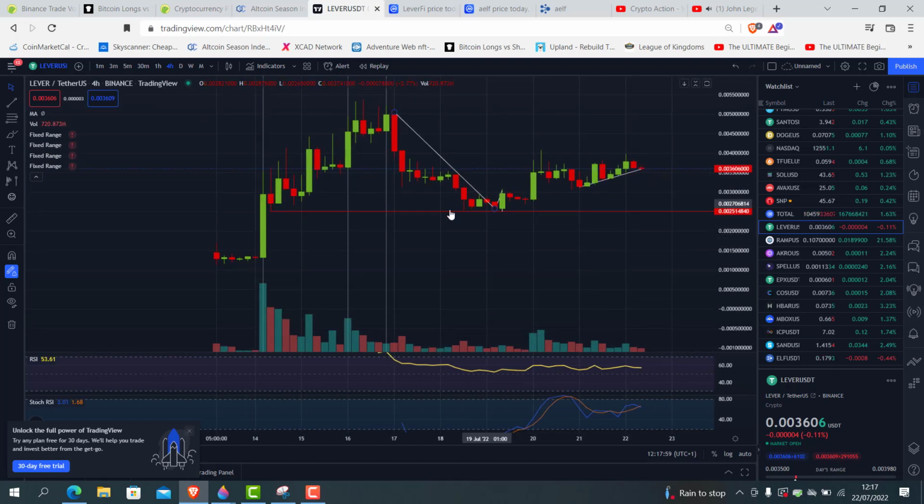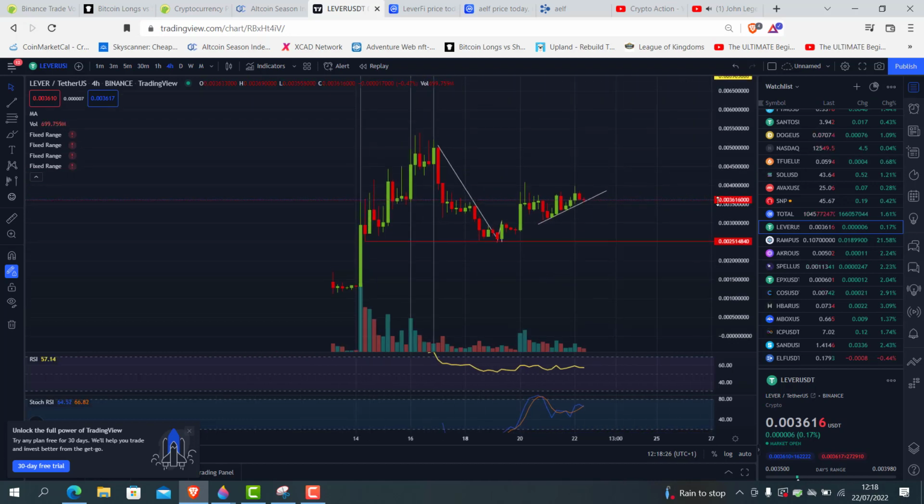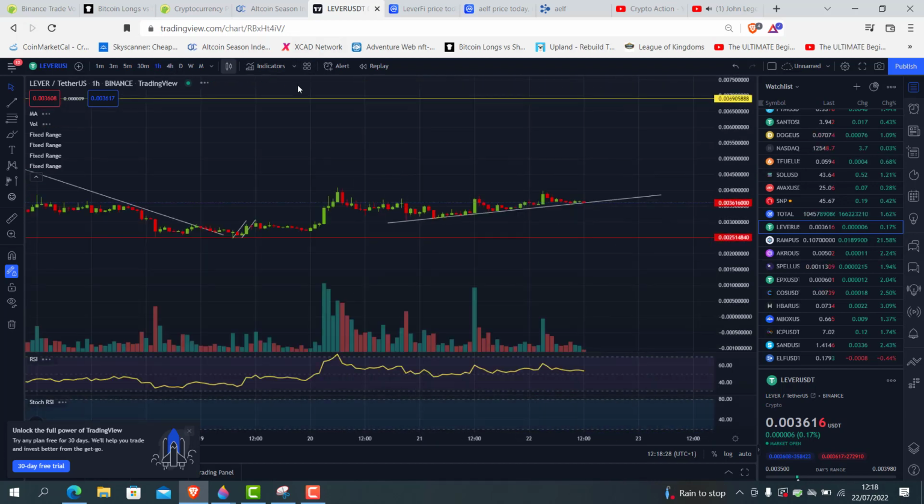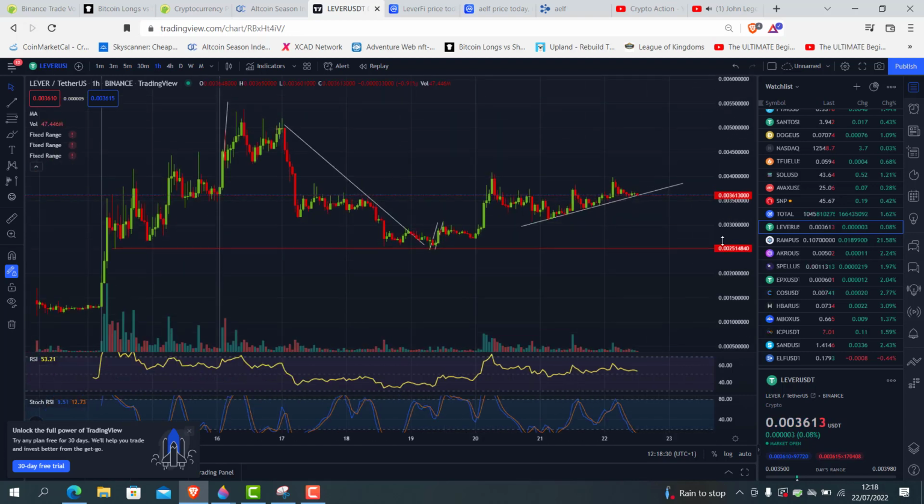As you can see, this is the 4 hour chart, so we were pumping for a couple of days, for 3 days, and then we were going down for a few days as well, and then the retest is finished. And now, as you can see, the uptrend is on. So yeah, it will only grow up, guys. This is the 1 hour chart, as you can see.